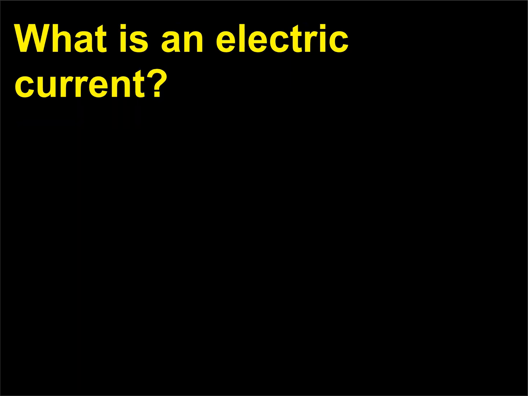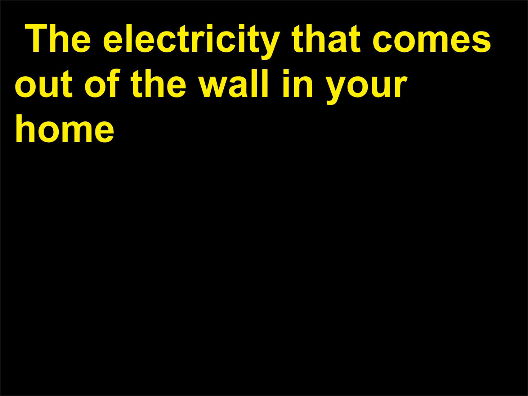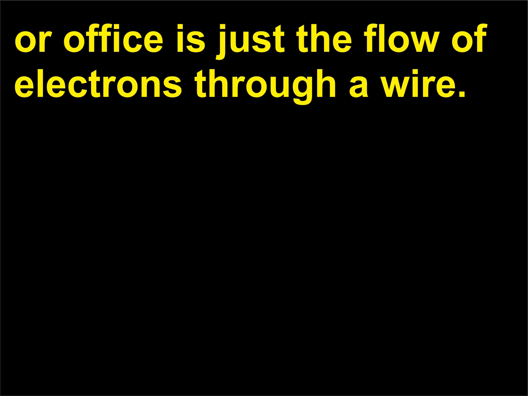What is an electric current? Electric currents are the flow of electrons through a material. The electricity that comes out of the wall in your home or office is just the flow of electrons through a wire.